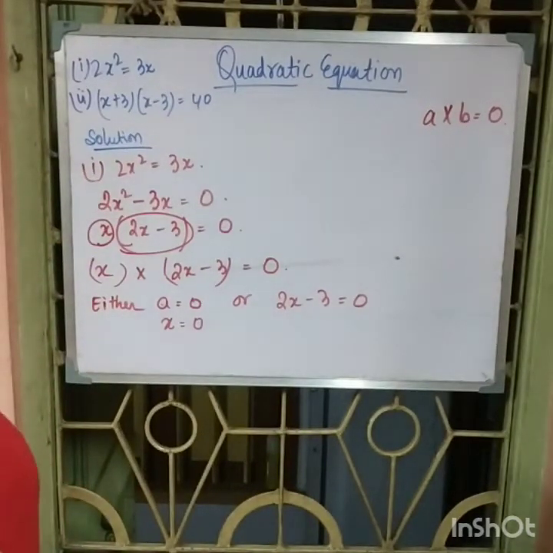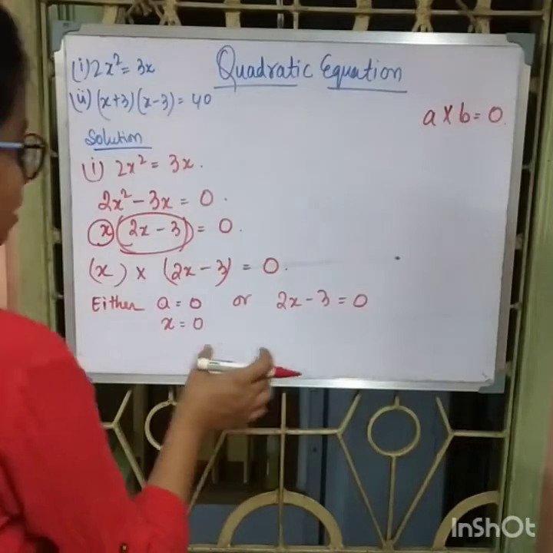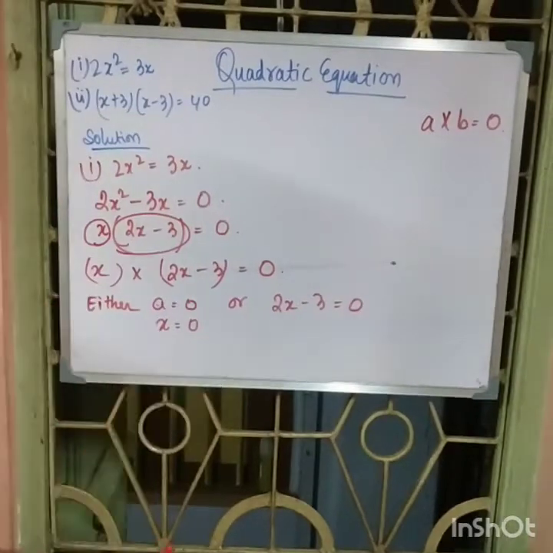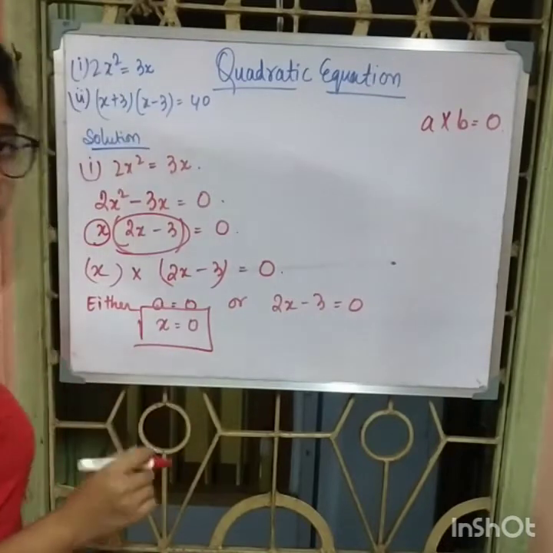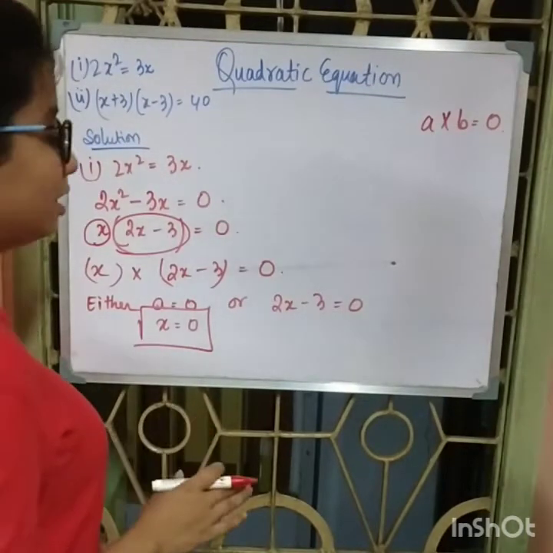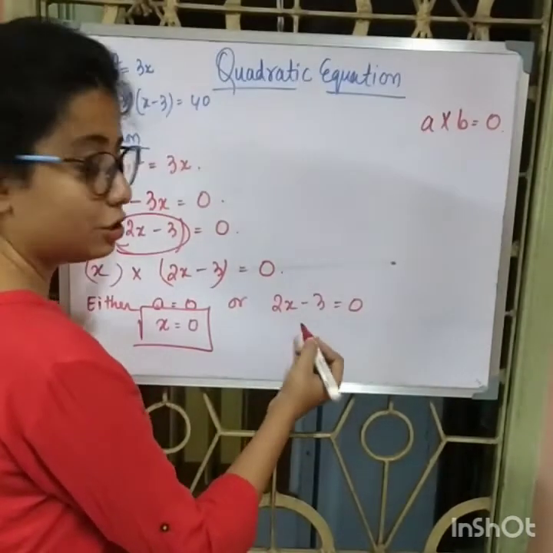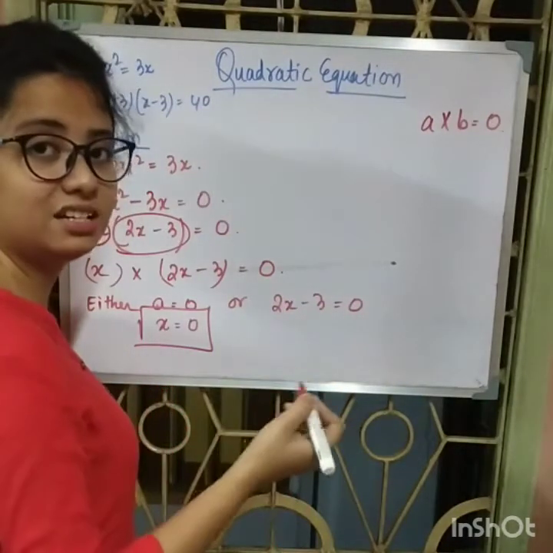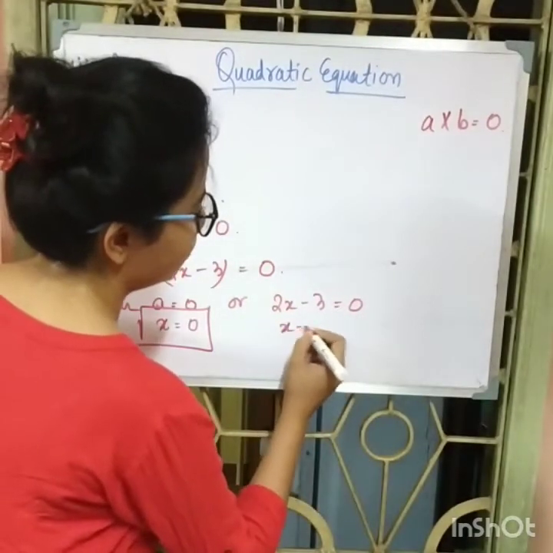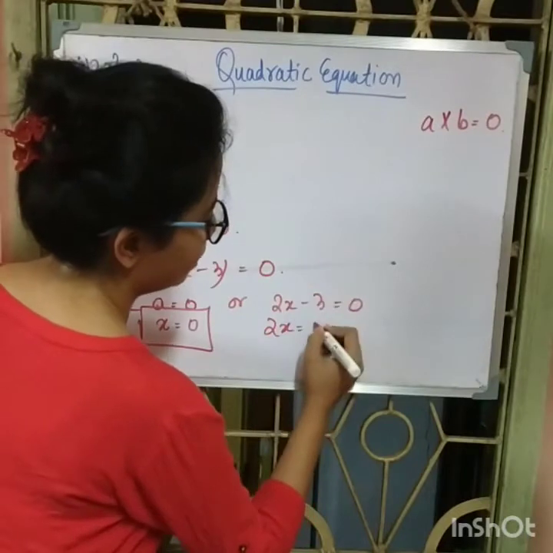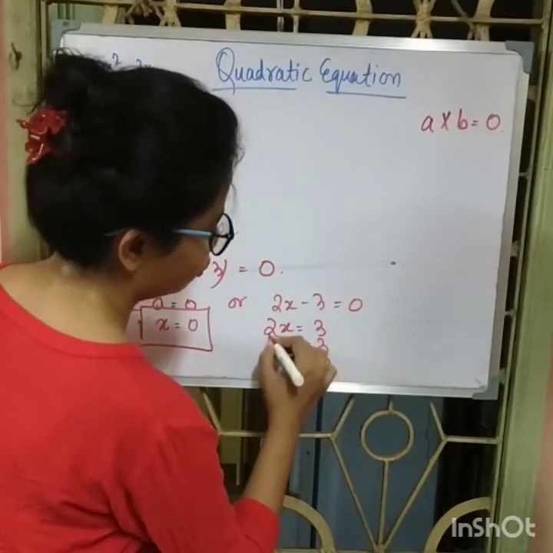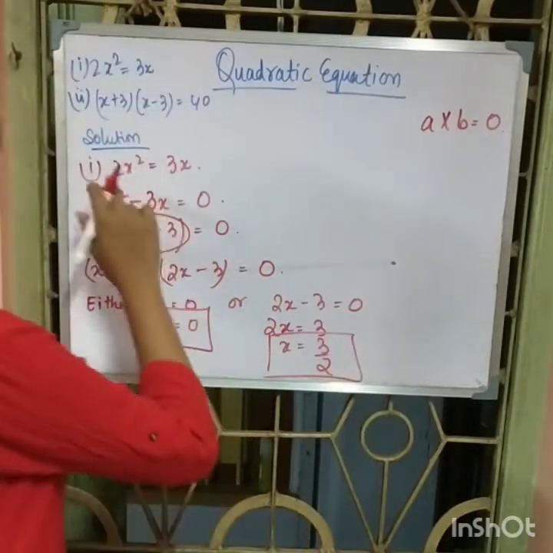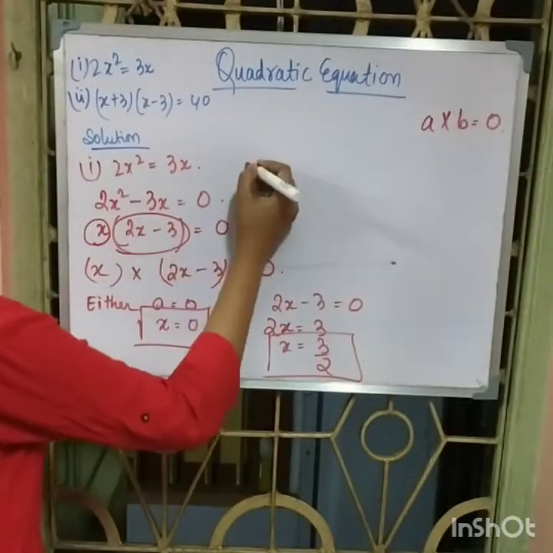Right? It's clear? This x is equal to 0, the answer is given, a solution. We get a solution from this directly. For another solution, we need to solve this linear equation again. I will solve this. This 3 will go that side and we get another solution. So for this equation, we get two solutions.